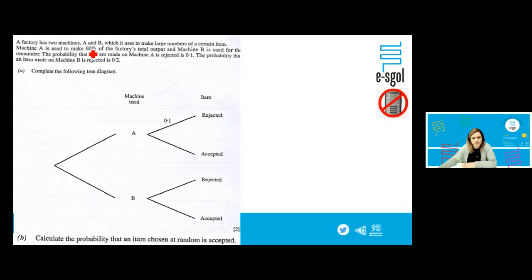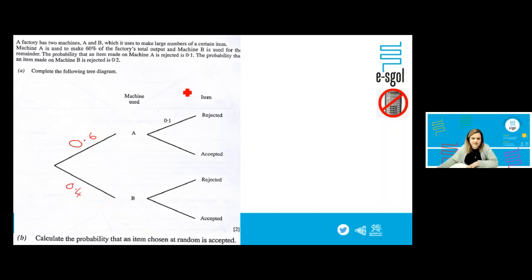So a factory has two machines, A and B, which it uses to make large numbers of a certain item. Machine A is used to make 60% of the factory's total output, and then machine B is used for the remainder. So let's get that information on the diagram first. Machine A is already labelled for us, but I'm going to write it as a decimal because I prefer to work with decimals than percentages. So 0.6, which leaves 0.4 for machine B.